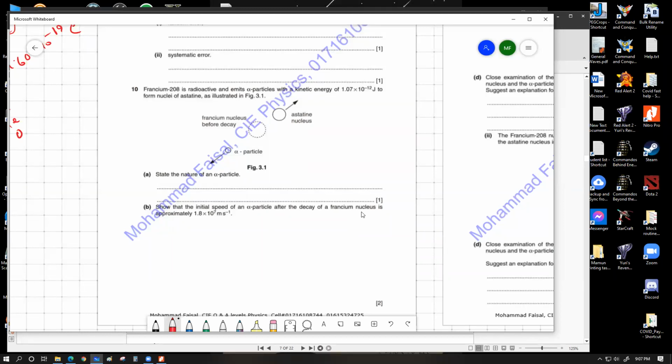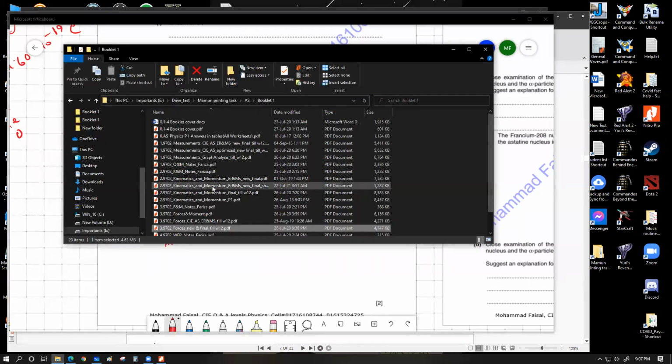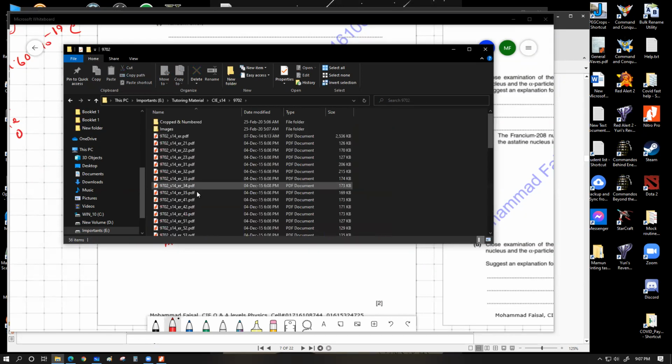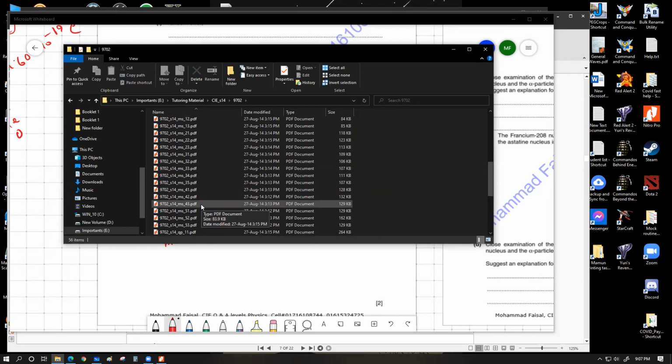You have to understand that a helium nucleus has a mass of 4u, and you can get the u value from your value sheet, which is about 1.66 into 10 to the power minus 27 kg. I think that's correct. I'm going to have a look. Any year question should have that value, so it doesn't matter where I go. Any QP.